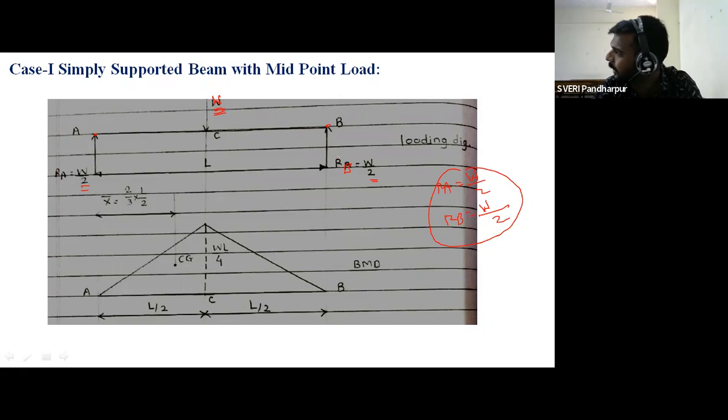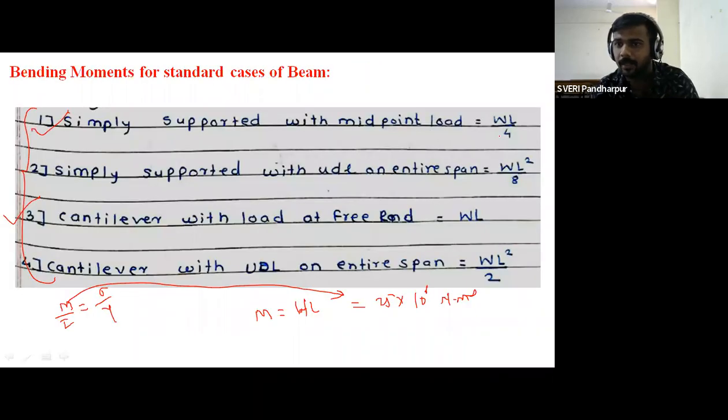खाली येणाऱ्या फोर्सेसची बेरीज is equal to वर जाणाऱ्या फोर्सेसची बेरीज. सो डायरेक्टली आय हॅव रिटन W by 2. Okay, now this is one standard case. Which standard case? Simply supported beam with midpoint load. त्याच्यासाठी आपल्याला फॉर्म्युला माहित आहे काय? M is equal to WL by 4. डायरेक्ट फॉर्म्युला आपल्याला माहित आहे.